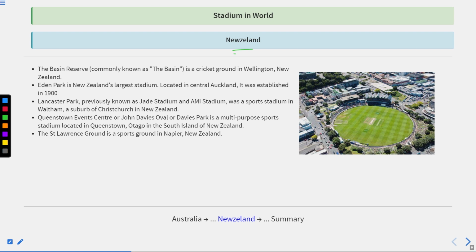Now we have New Zealand. The first to be discussed is the Basin Reserve, which is commonly known as the Basin. It is a cricket ground in Wellington, New Zealand. Eden Park. Eden Park is New Zealand's largest stadium. Located in central Auckland, it was established in the year 1900.